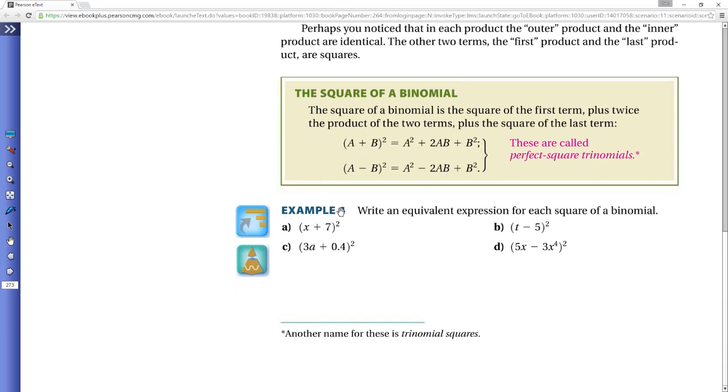And that's what they want you to practice, and this is part of the assignment, is to look at this and say, this is x squared plus x times 7 times 2, or doubled, 14x, plus 49. Look at this one, it's t squared plus a negative 10t plus 25. Okay? Just by applying these patterns to it, hopefully you can do this that quickly.